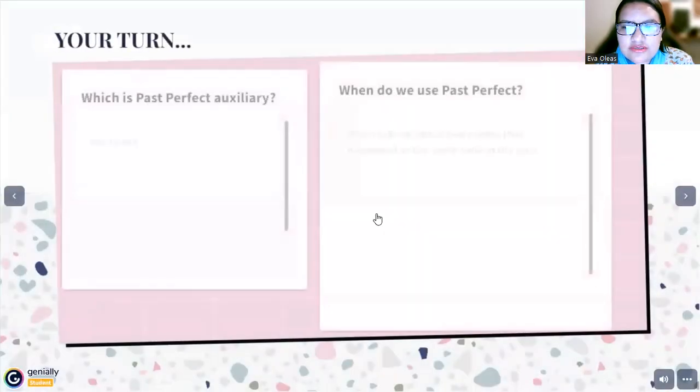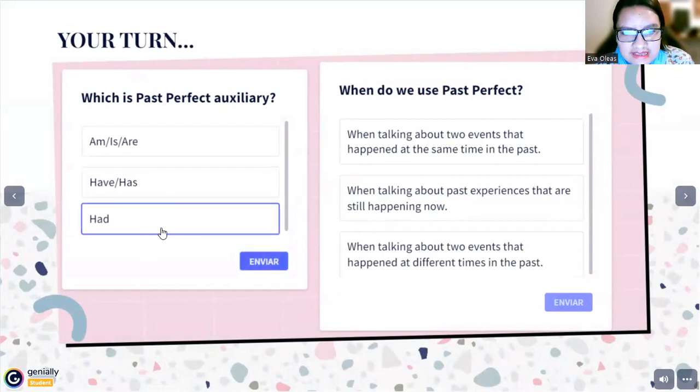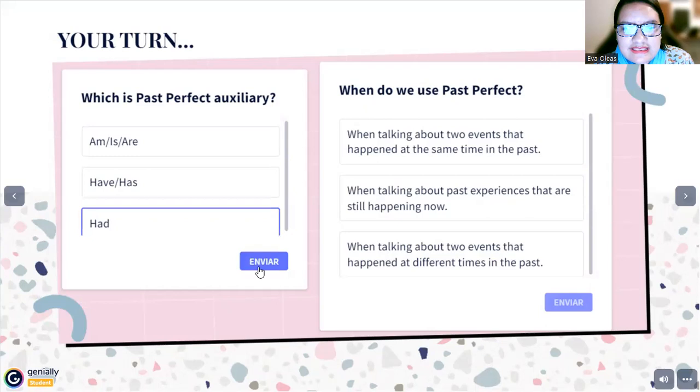After this, I'm going to make two different kinds of tasks. The first task that I created by myself for this assessing is a multiple choice questionnaire in which the students must select the correct options for the question. For example, which is the past perfect auxiliary? In this case, the correct answer is had. And when the students click on the send button, the correct answer is going to appear.